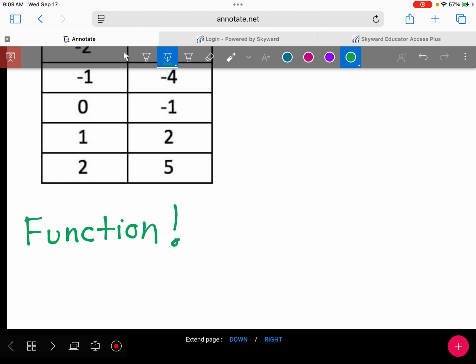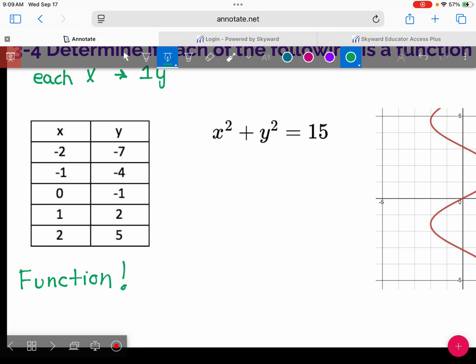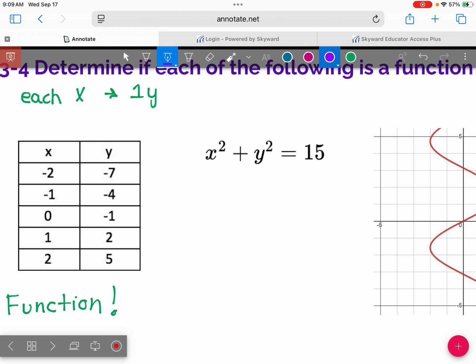This middle one, x squared plus y squared equals 15. What does that look like? What is that shape? That's a circle. We've got a circle, x squared plus y squared equals 15. Is this a function? No.